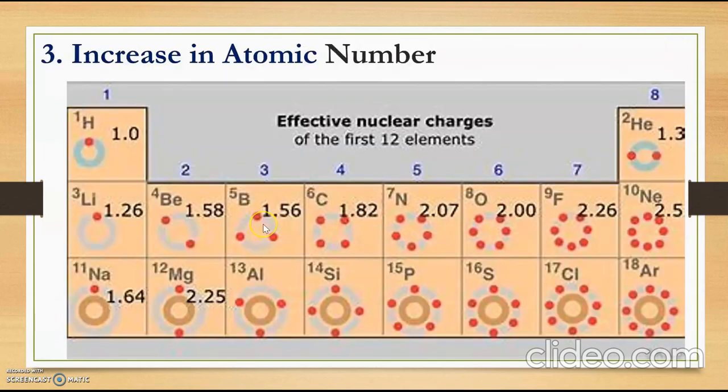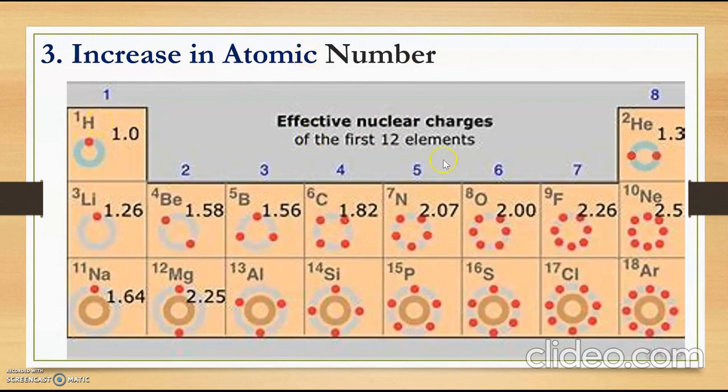Now next, the third factor is increasing atomic number, that is the effective nuclear charge. We know that as we move from top to bottom, the atomic number goes on increasing. As a result, the effective nuclear charge also increases. As a result, the ionization energy decreases.